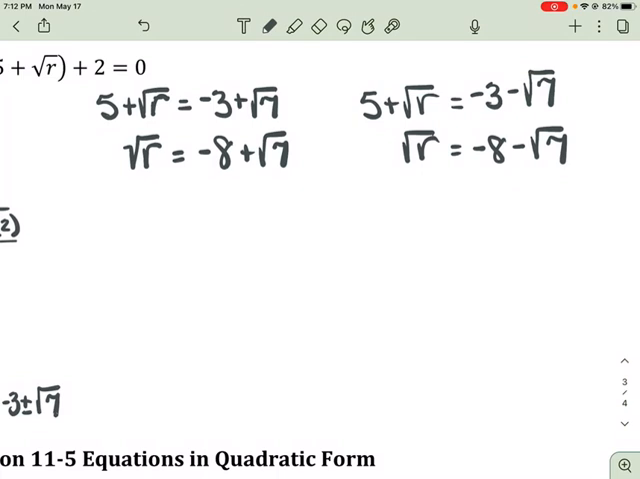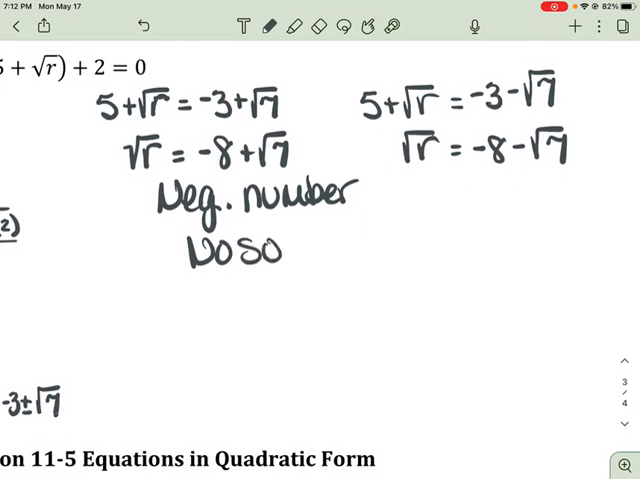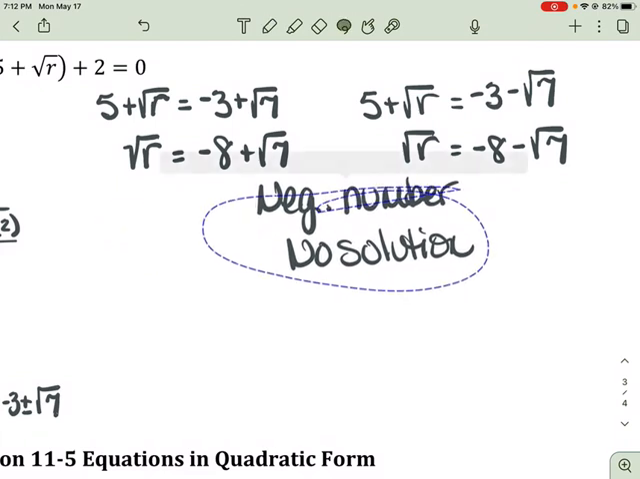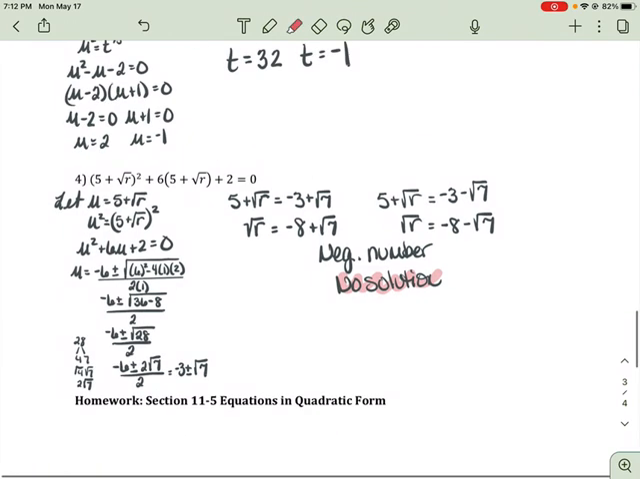So negative 8 is going to be a lot bigger than the square root of 7. So this is going to be a negative number, okay, which we can't have for a square root, so that's no solution. And the same here. This is also going to be a negative number. So both of these give you a negative number, which means this entire problem has no solution. There we go. All that work, no solution.